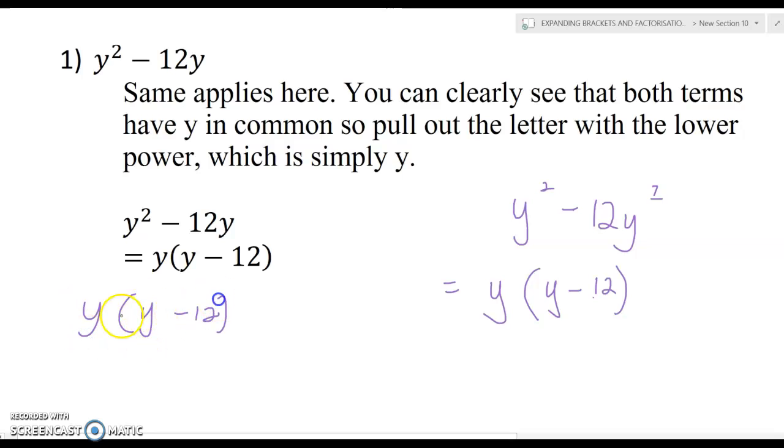Let's just check to see if we get the same thing. So y by y is y squared. And y by minus 12 is minus 12y, right? So always check back, just to make sure what you're doing is correct.